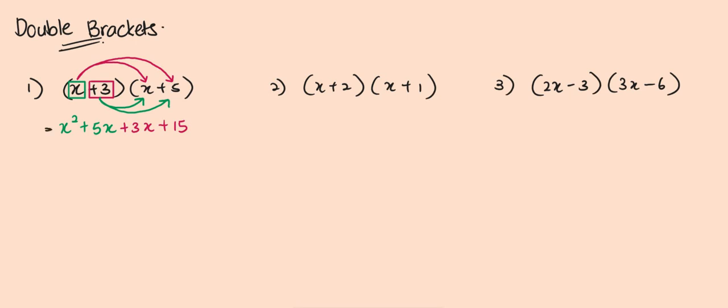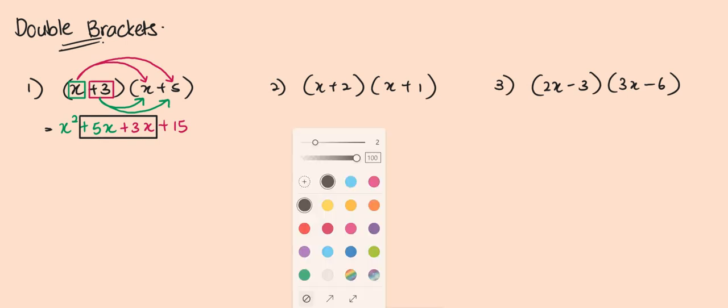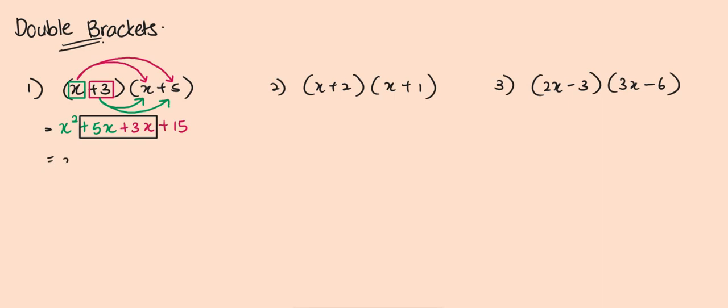Once you have broken your double brackets, you have to simplify. From what I can see, these are my like terms, and these I can simplify. When I'm simplifying this, my final answer would be x squared, plus 5x and positive 3x, I'll get positive 8x, plus 15. And this is my final answer.